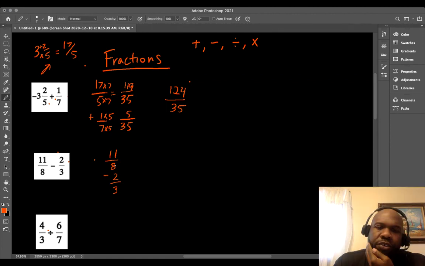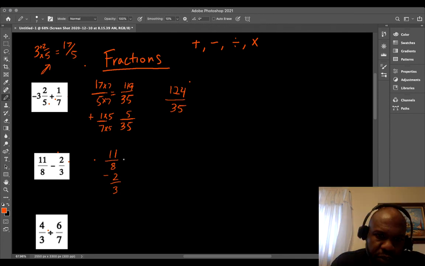What is a multiple of 8 and 3 that will equal each other? Take 8 and 3 and multiply them together, and that gives you 24. That's the easiest one to do. Sometimes you could do 33 on the top, because they multiply by 3 both top and bottom. Okay, and 24 here.